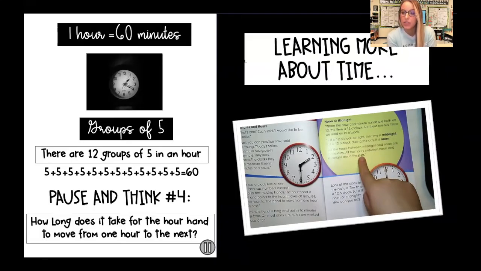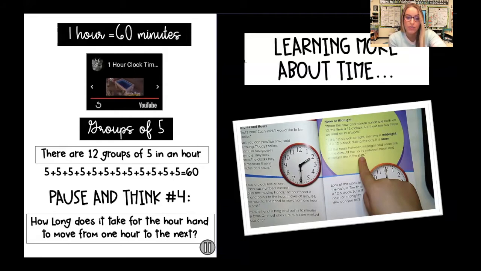So going back to the page we just read, there is 60 minutes in 1 hour, which is really going to help us when we learn to read a clock. So in groups of 5, that is what the minutes are in, groups of 5. So before we left, we did learn about arrays, which put our numbers in groups. So I went ahead and did a repeated addition problem for us. There are 12 groups of 5 in an hour.